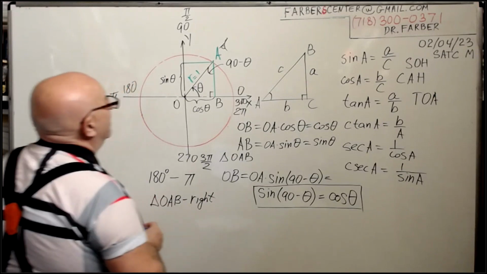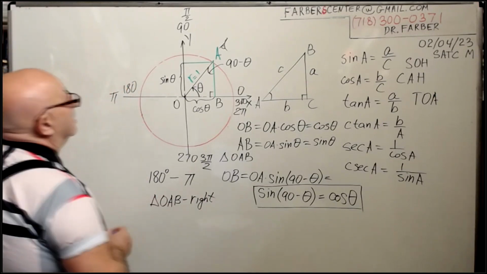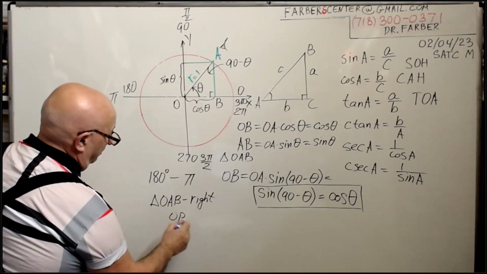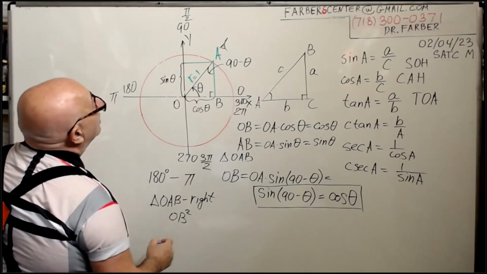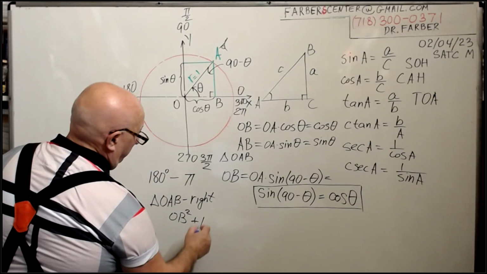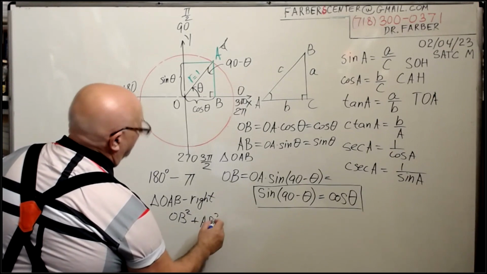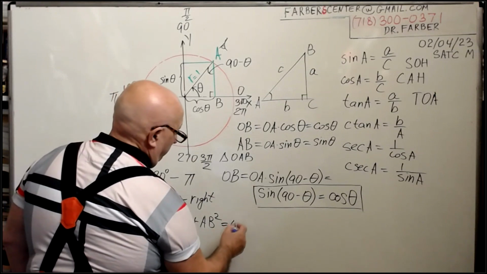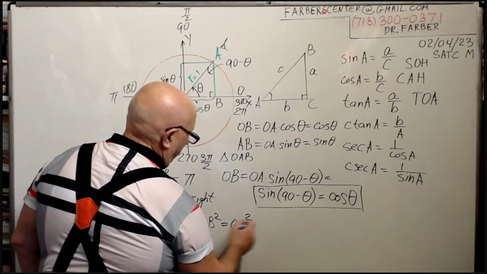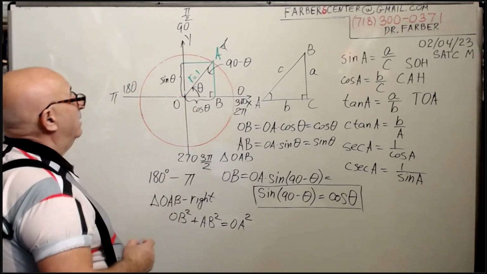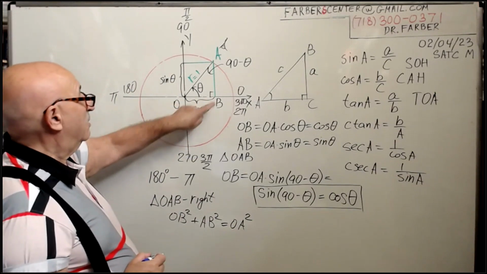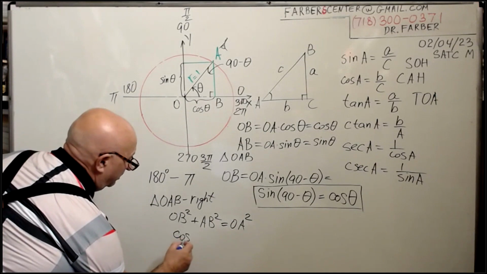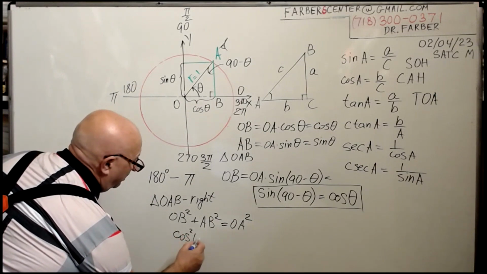And from the right triangle, you can write the Pythagorean theorem. OB to the second plus AB to the second equals OA to the second. But keeping in mind, OB equals cosine theta, so cosine square theta.